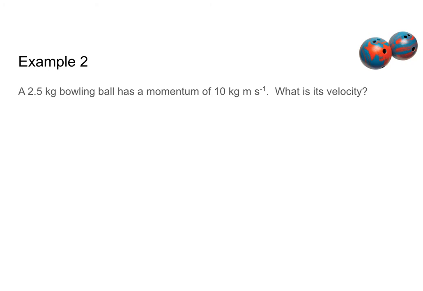Moving forward to a second example. In this example, we have a 2.5 kilogram bowling ball with a momentum of 10 kilograms meters per second, and we want to find its velocity. So again, we're going to start by listing out our givens. Our mass is 2.5 kilograms, focusing of course on our units. We also know that our momentum is 10 kilograms meters per second. Now that we've listed our givens, our unknown in this case is our velocity, V.